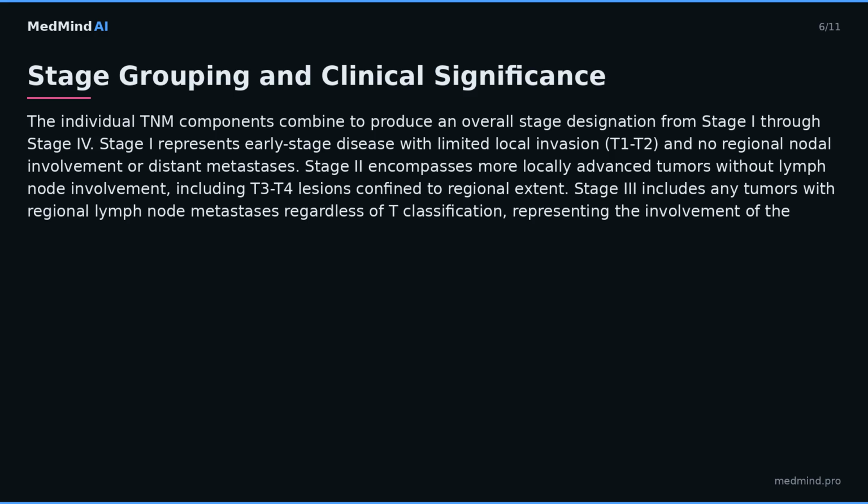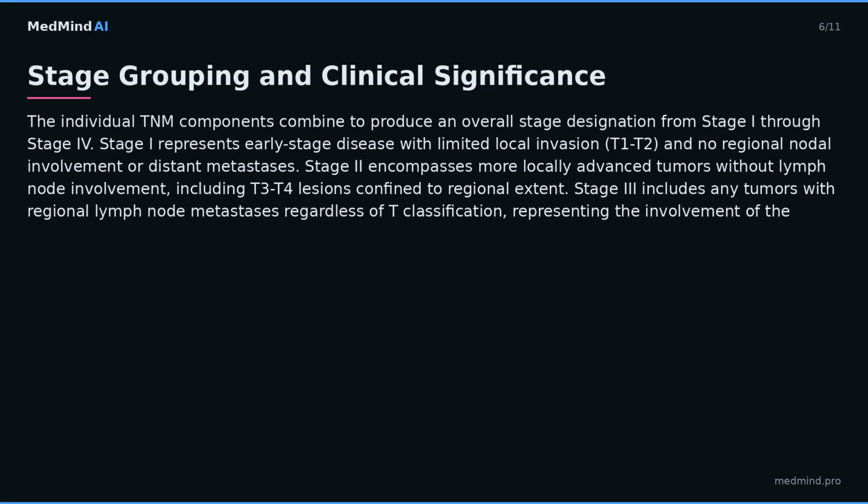The individual TNM components combine to produce an overall stage designation from stage I through stage 4. Stage I represents early stage disease with limited local invasion, T1, T2, and no regional nodal involvement or distant metastases. Stage 2 encompasses more locally advanced tumors without lymph node involvement, including T3, T4 lesions confined to regional extent. Stage 3 includes any tumors with regional lymph node metastases regardless of T classification, representing the involvement of the lymphatic system. Stage 4 represents the most advanced category, characterized by the presence of distant metastatic disease.